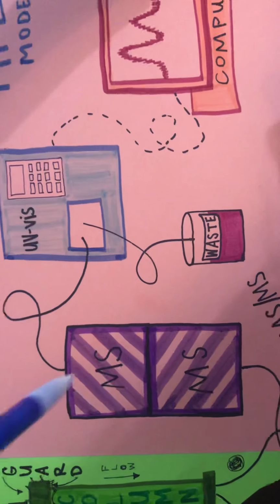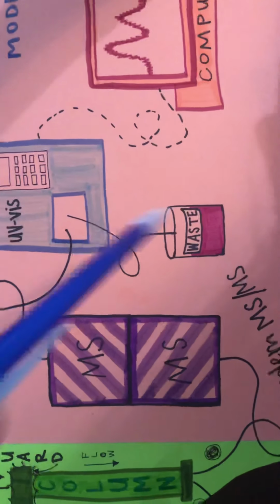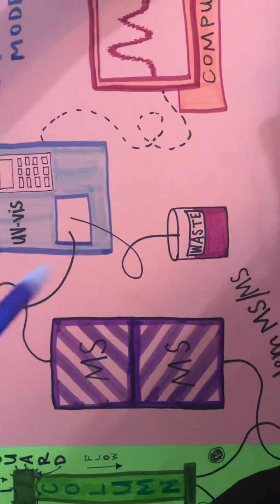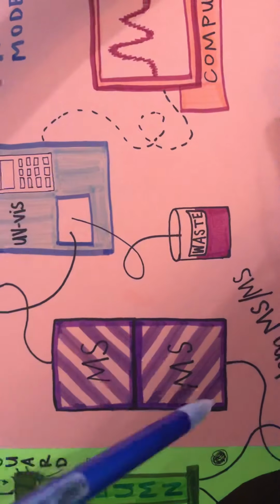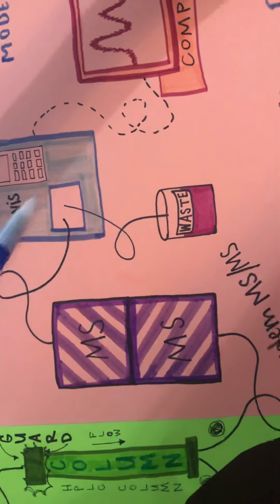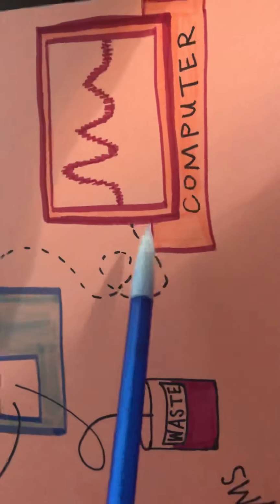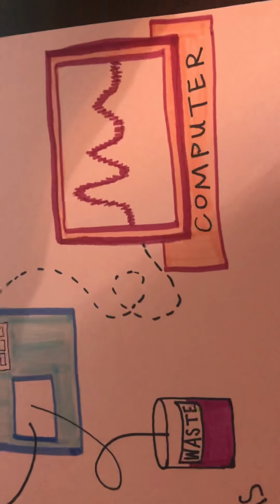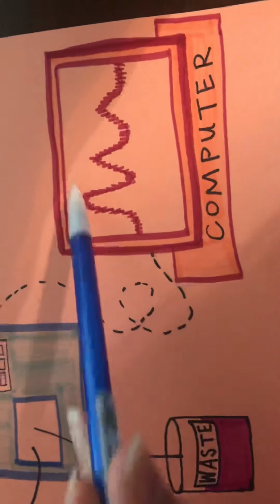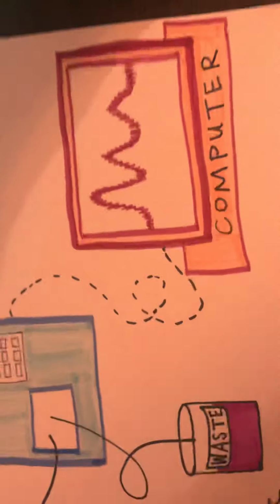And as the compounds pass through, we have our waste system for the fractions and just for waste in general coming off your column. Once everything has gone through the whole system, all the information will be at our computer where it will be analyzed and integrated, and you'll be able to read what is going on based upon the peaks. And so yeah, this is it.